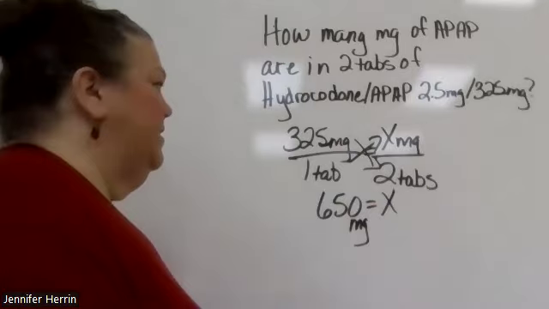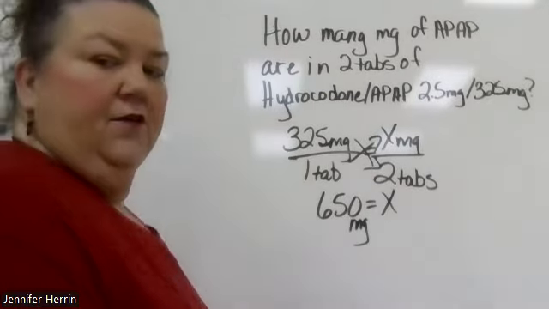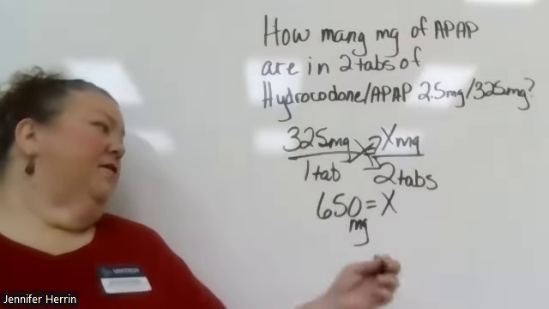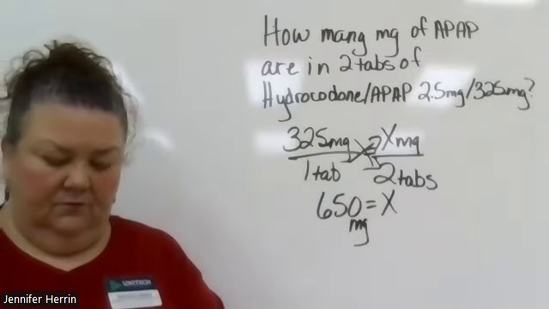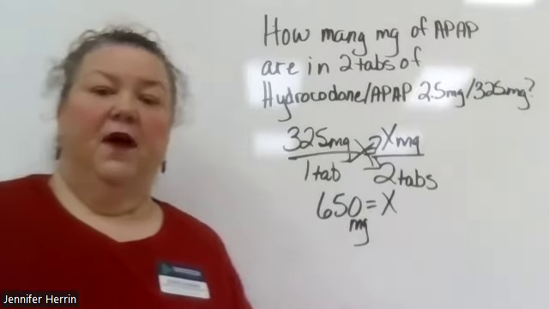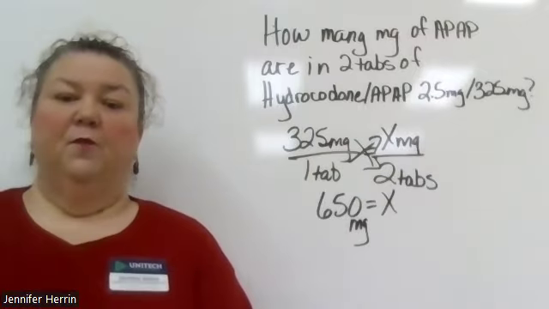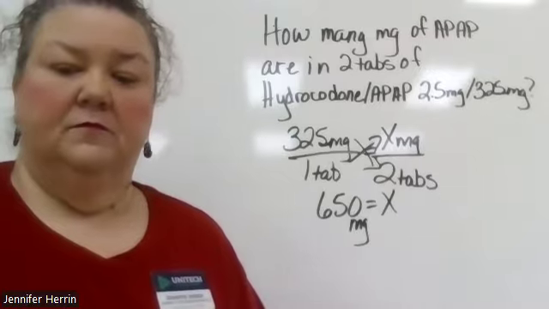The other way we could have done this, because it was 325 for 1 tablet, and we just needed to go to 2 tablets, we could have just simply doubled the 325, right? That's essentially what we did as we cross multiplied. So again, if you feel comfortable enough with the math where you wouldn't have to actually go through the steps of doing the proportion, you could have simply doubled that number.